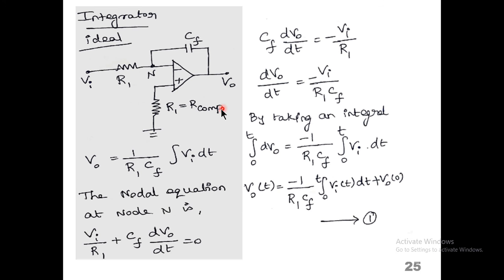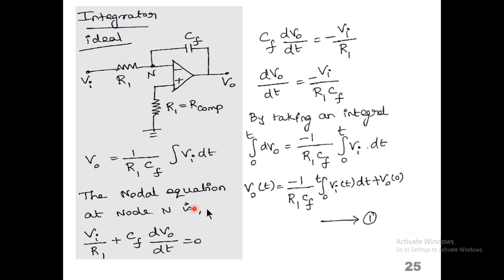So this is the circuit for the ideal case of the integrator. On the input side, one input resistor is connected. In the feedback path, one capacitor is connected. A compensation resistor is connected at the positive terminal. So the output voltage is equal to 1 by R1 CF integral of VI dt.